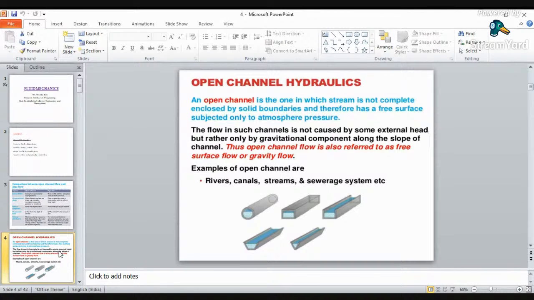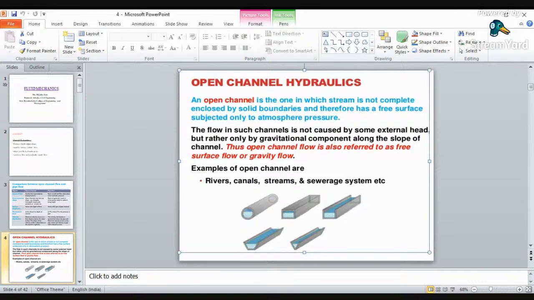Then your channel will be termed as an open channel, meaning it has a free surface. This free surface of the liquid is subjected to atmospheric pressure. Hence, open channel flow can also be defined as the flow of liquid through a passage at atmospheric pressure. Now if your pipe is running half full, or not running full volume of its total diameter, then it will again be considered as an open channel.